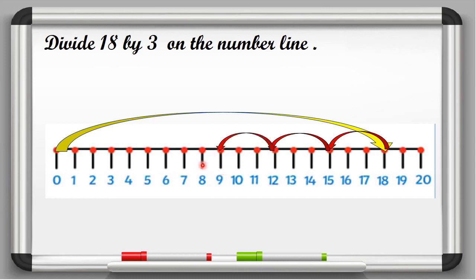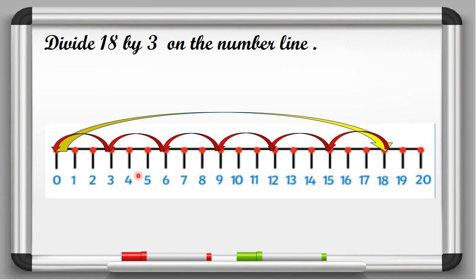Then again 3 numbers, 8, 7, 6. So we have to move from 9 to 6. Again 3 numbers, 5, 4, 3. So from 6 to 3. And the last 3 numbers, 2, 1, 0. Now we have to move from 3 to 0 like this.